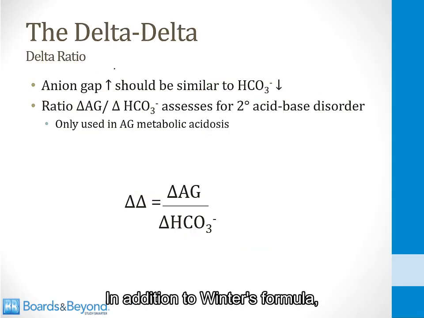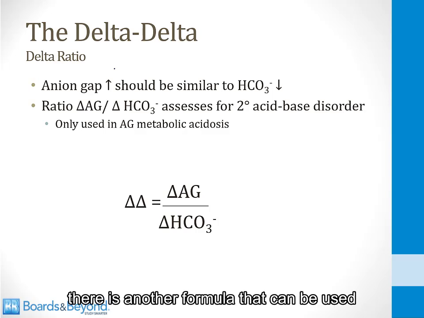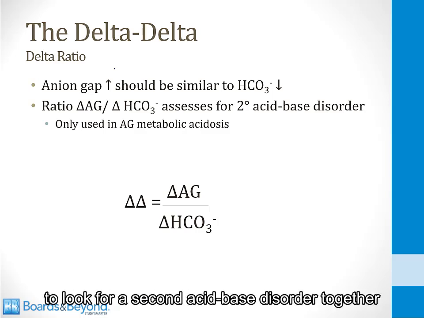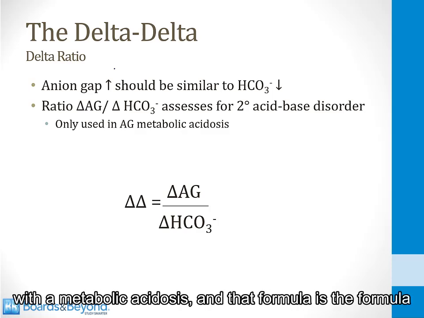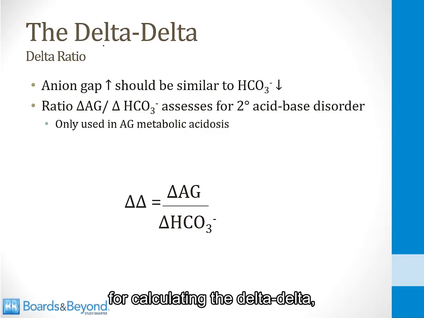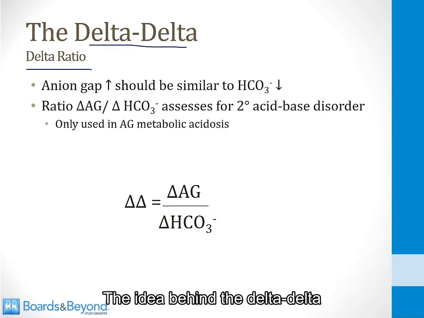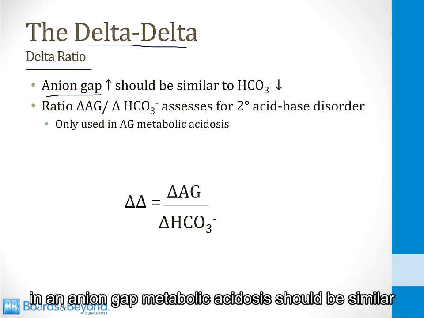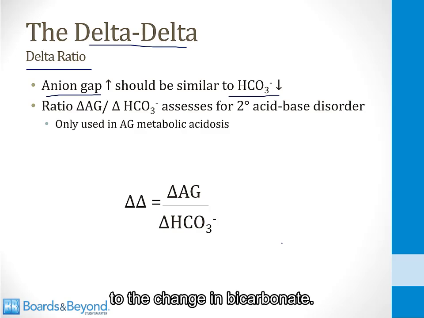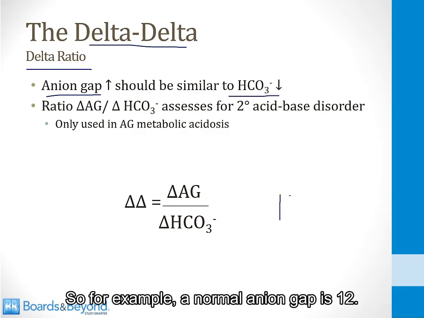In addition to Winter's formula, there is another formula that can be used to look for a second acid-base disorder together with the metabolic acidosis. And that formula is the formula for calculating the delta-delta, which is also known as the delta ratio. The idea behind the delta-delta is that the change in anion gap in an anion gap metabolic acidosis should be similar to the change in bicarbonate. So for example, a normal anion gap is 12.